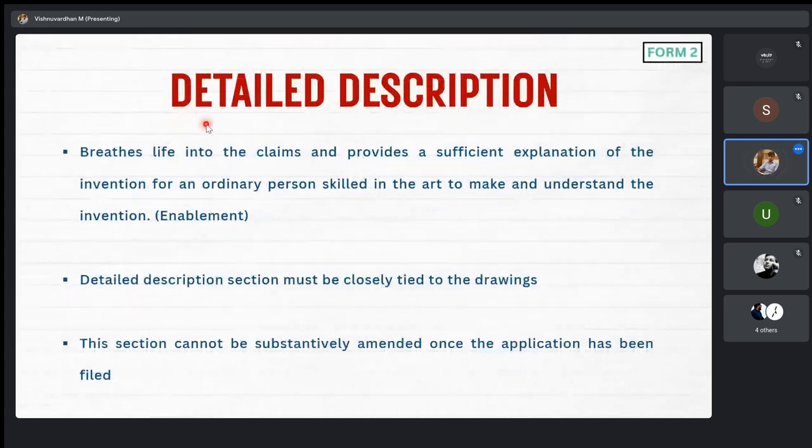Yeah. So till the brief description part is done, right? So brief description of the accompanying drawings is done. After detailed description, I'll take doubts.